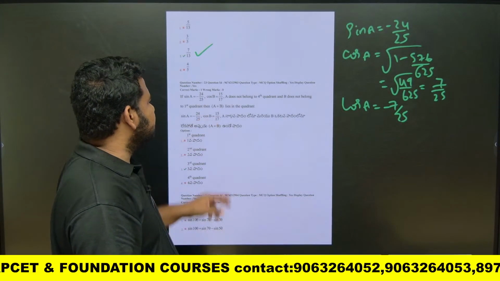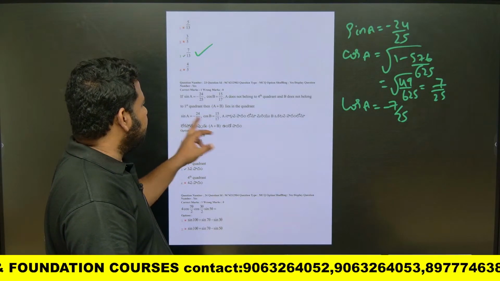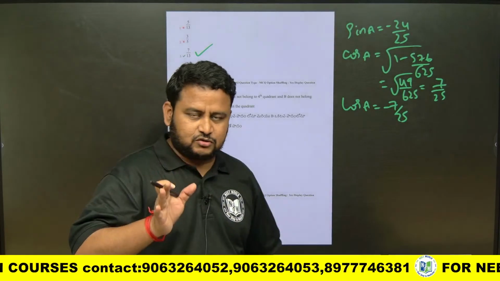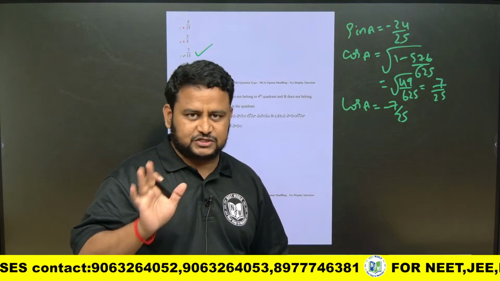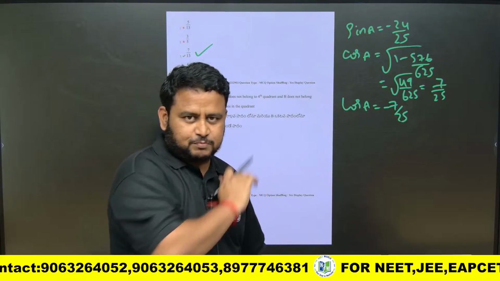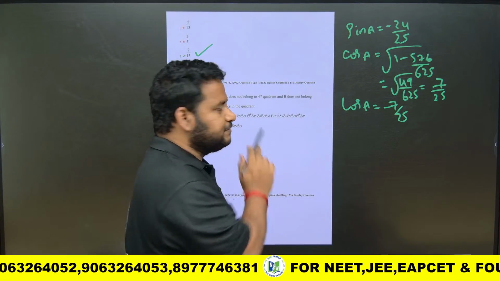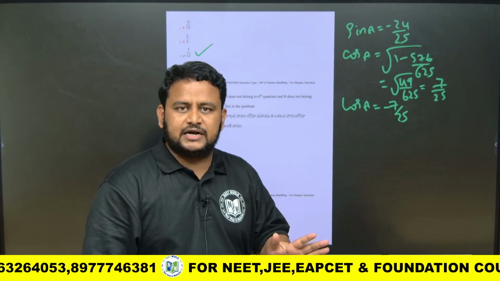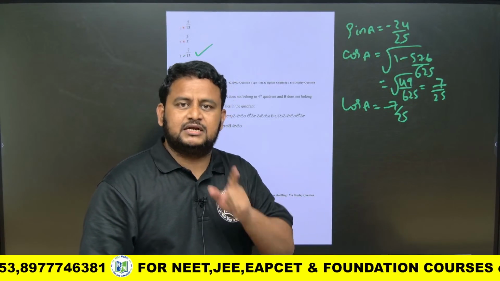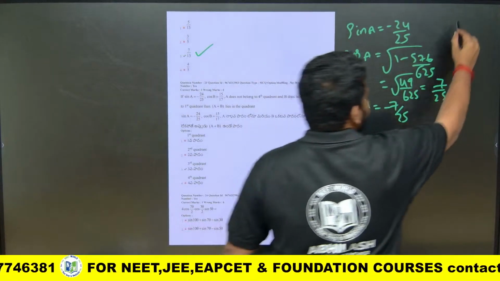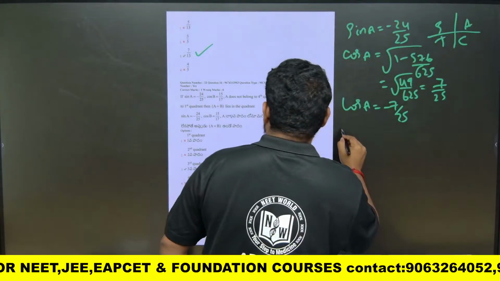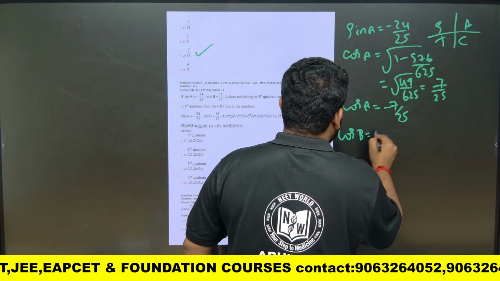Now cos B is given as 15 by 17. Okay, and they are telling cos B does not belong to the first quadrant. So cos B is positive. Cos is positive in the first quadrant. All are positive in the first quadrant. They are telling cos is positive. So the value that is given is 15 by 17. That is a positive value. In the second quadrant, cos is negative. In the third quadrant, cos is negative. Only in the fourth quadrant, cos is positive. That is the ASTC rule. Correct? ASTC rule.